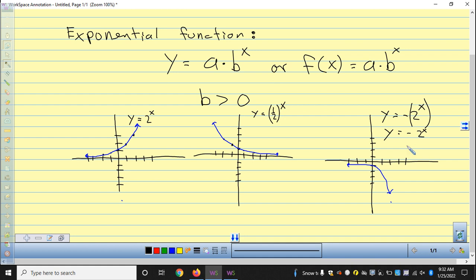So any exponential function, if our base is positive, not a fraction, it looks more or less like this. If it is a fraction, it looks more or less like this. And if we have a negative in front, it looks more or less like this. So that's another nice thing about exponential functions. Their graphs look pretty much the same.